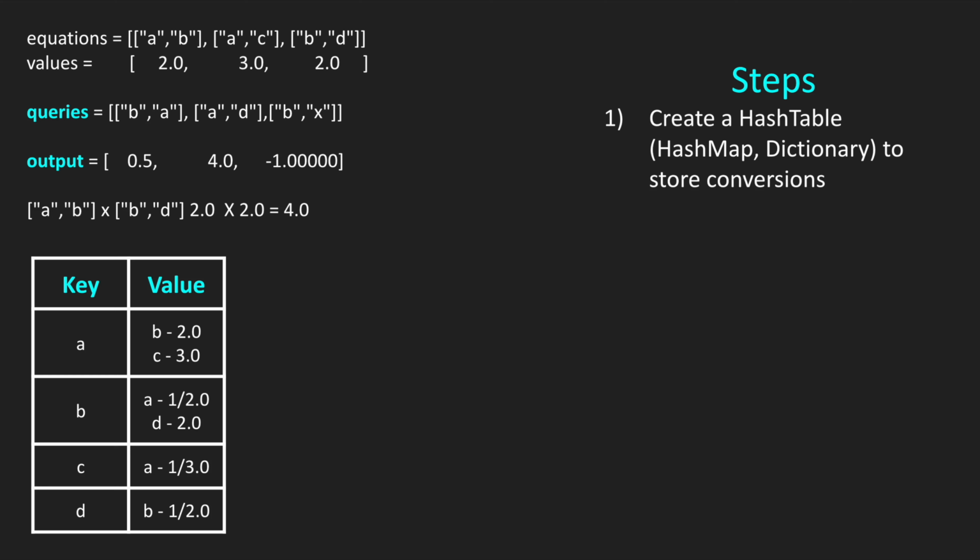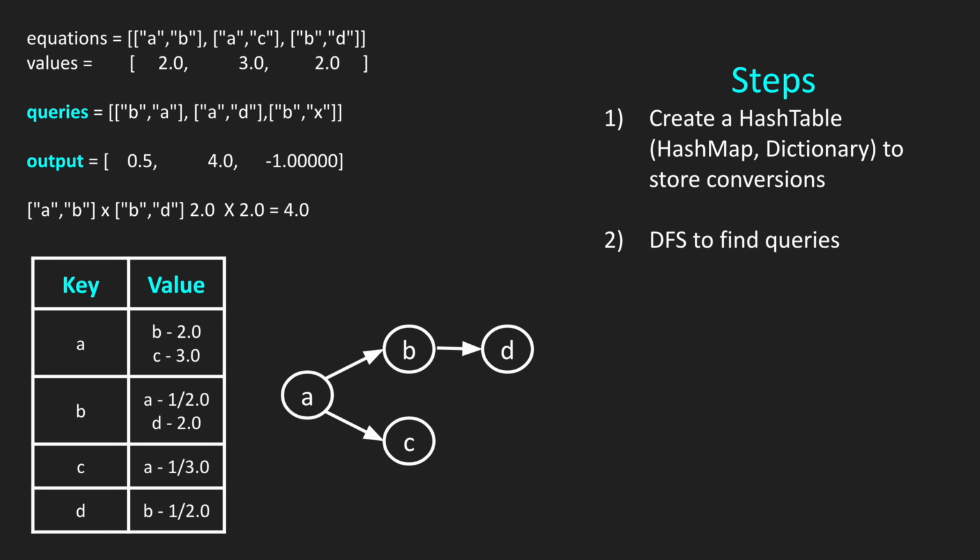For c, we have c to a, which is 1 divided by 3.0, and d to b is 1 divided by 2. So we are storing these values in our key value storage. The next step is that we are DFS searching to find our queries. So for example, in our case, let's say our query is b to a. We are searching in our key value storage for b, we can convert b to a, and the value is 0.5. So we are setting the value for that as 0.5.